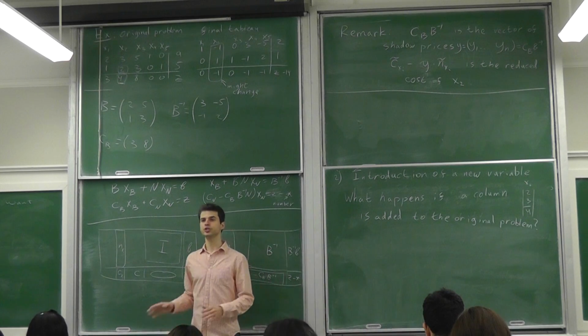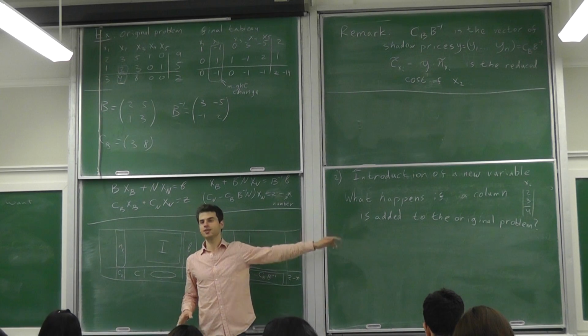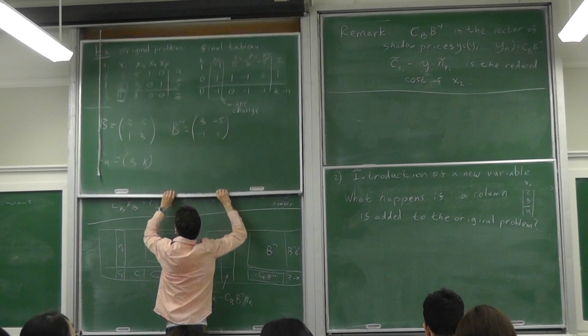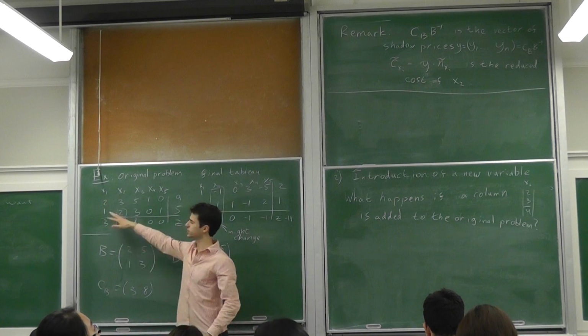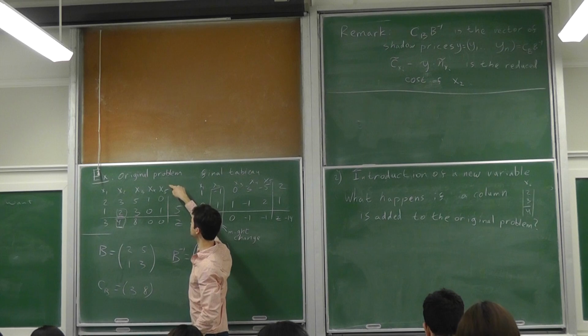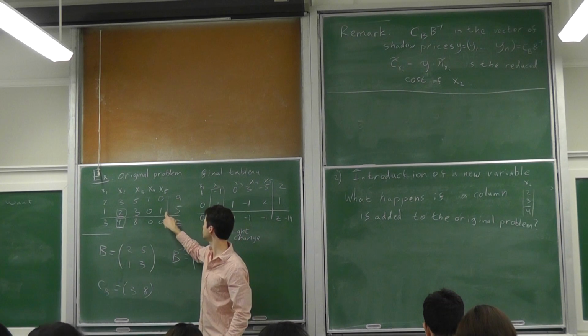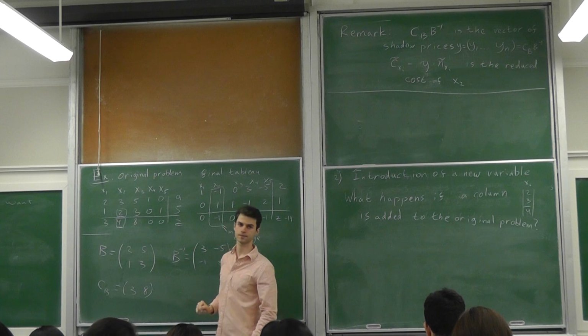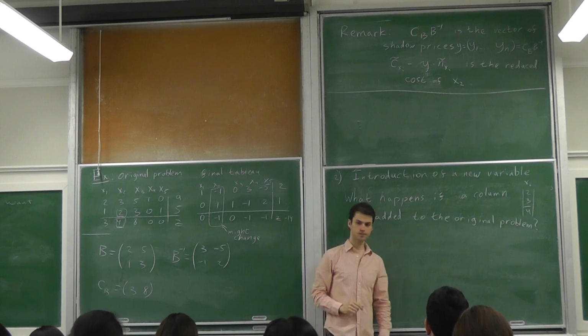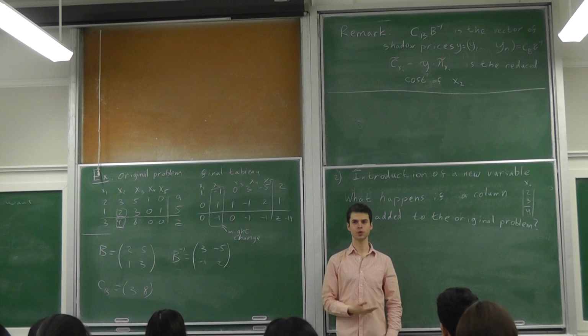So you introduce a new variable x6, and now your problem becomes exactly what it used to be, but now imagine here I squeeze the column x6, 2, 3, 4. What will be the new optimal production?